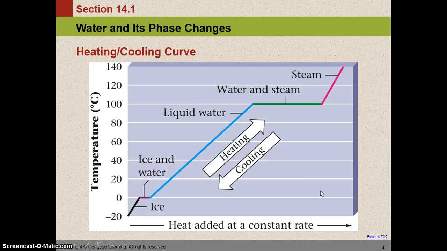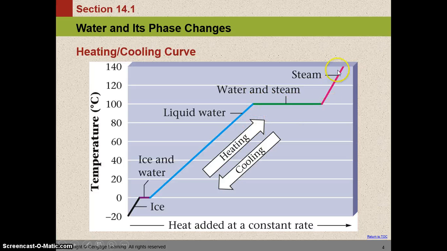This is a picture of water and its phase changes. So this on the bottom says heat added at a constant rate, and this is temperature in degrees Celsius. So we know that after water freezes, it can go below zero and it still remains as solid as ice. But just because we have a chunk of ice that reaches 0 degrees, it doesn't automatically all go to water, nor if we have water at 0 degrees does it automatically go to ice. So this right here is called a phase change. You'll see another phase change here between water and steam.